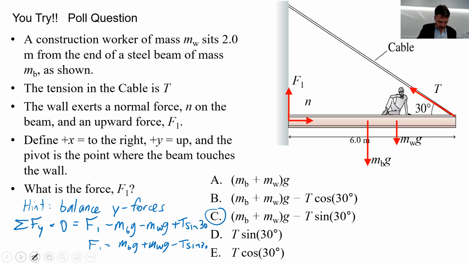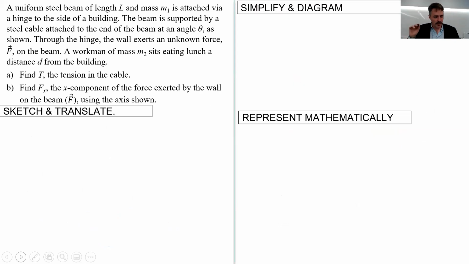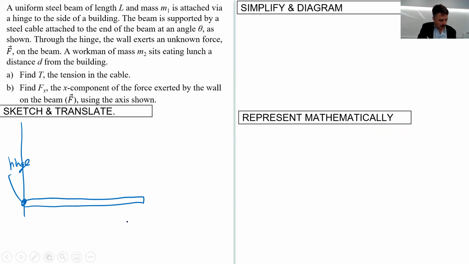So I'm going to try to solve something similar to this. Let's say you get this on the test tomorrow. A uniform steel beam of length L and mass M1 is attached via a hinge to the side of a building. So there's the building, here's the hinge, and here's your beam, we'll draw it. Length is equal to L. Okay, it says uniform, so basically I'm going to put M1 times g at a distance L over 2 from the hinge, like that.